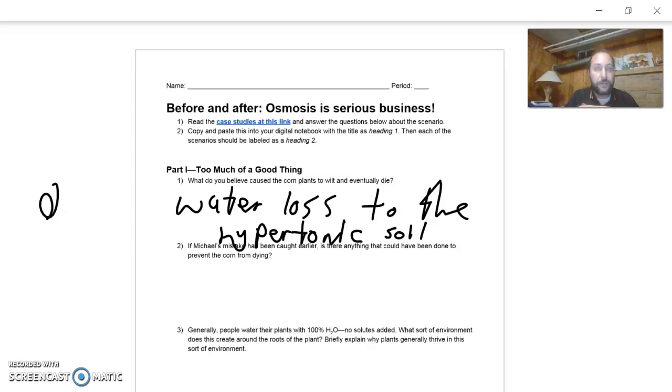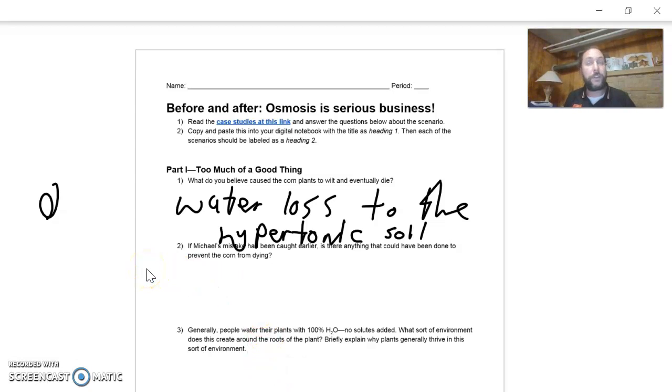The concentration of water, not the total amount, the concentration is greater in the soil than in the roots, and then greater in the roots than in the stem, and then greater in the stem than in the leaves. And so that does cause water to go from high to low, which is sort of the reverse of the physical distance. If he'd caught it earlier, could he have done anything?